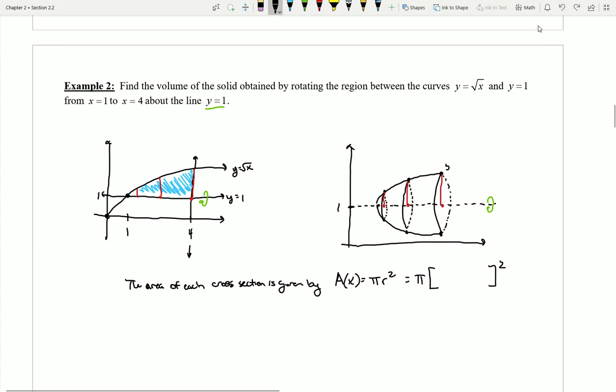So of course, what we're going to be able to establish here is that the top side for each one of those radii is bound or determined by this function, square root of x. However, the bottom side is really easy. The bottom y-coordinate for each one of these radii is always 1. And so square root x minus 1 represents the length of every radius.